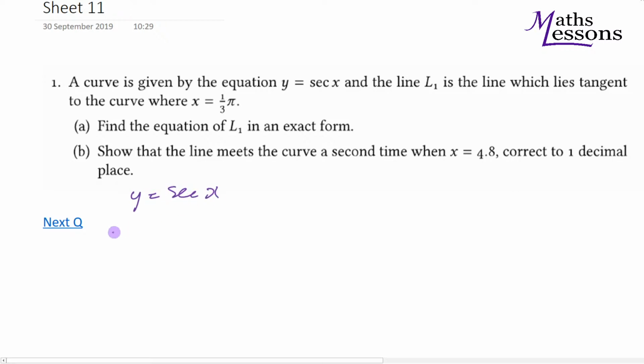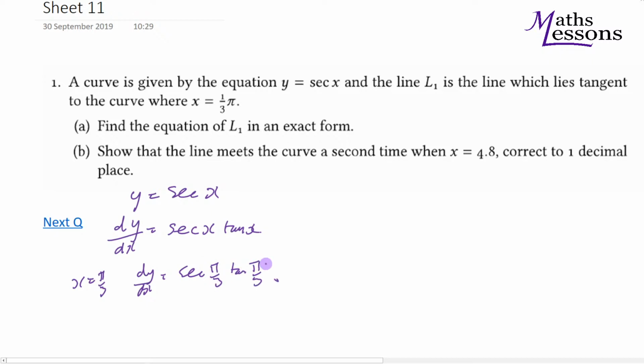So we know that y equals sec x. I always think it's good practice to write out the equation you're given in the question, because if you get copying errors, they will follow through your mistake and give you the marks. So sec x goes to sec x tan x when you differentiate it. And we know that at x equals pi by 3, dy by dx will equal sec of pi by 3 times tan of pi by 3.